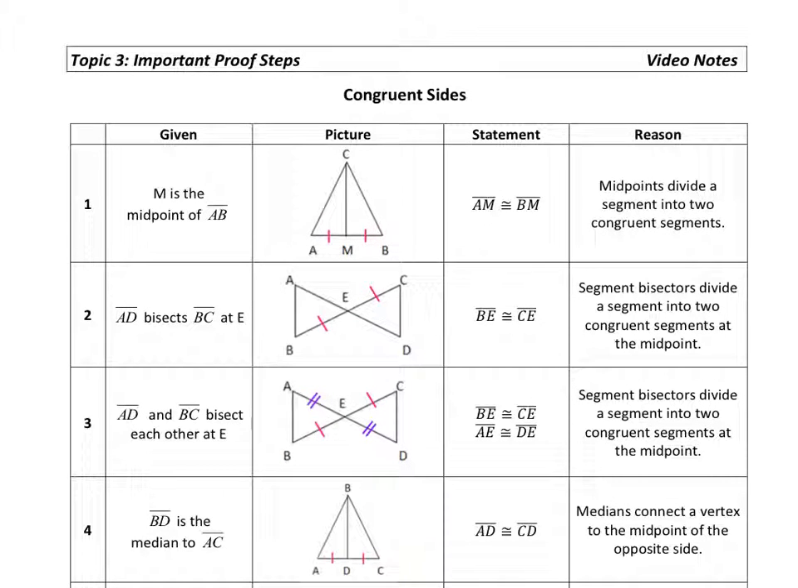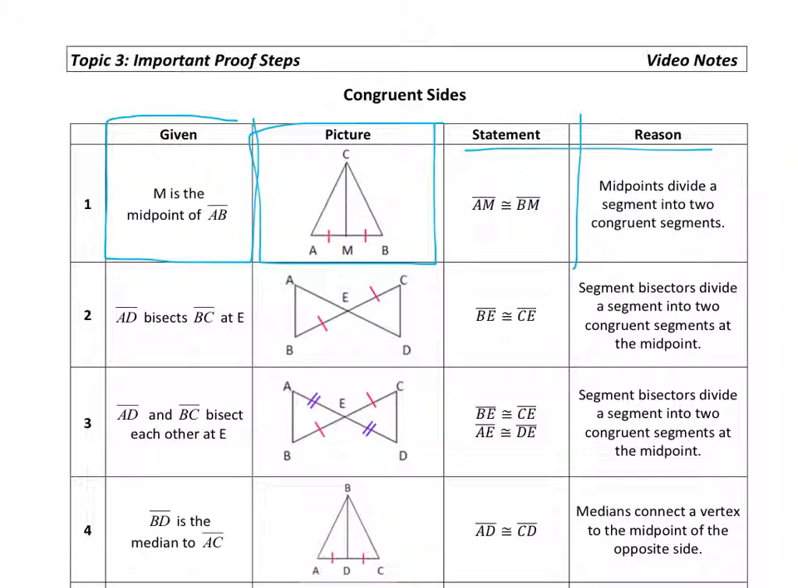This video will cover important proof steps. Here we have a bunch of givens with pictures and statements and reasons. So this is if we were given a proof with a given statement and a picture, then we're asked to make our T-chart with statements and reasons.